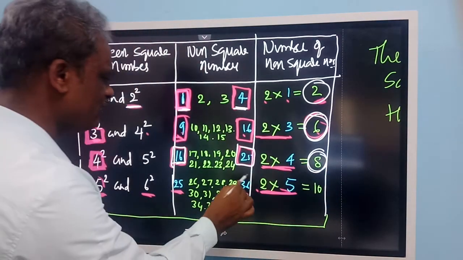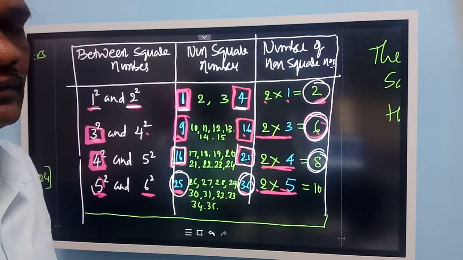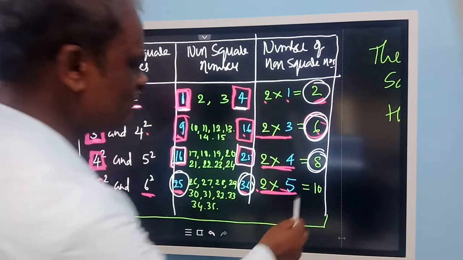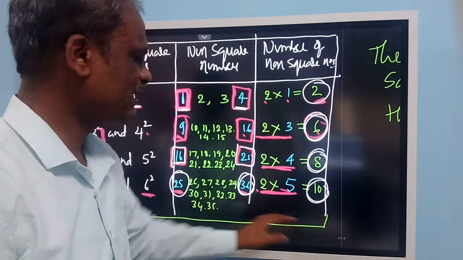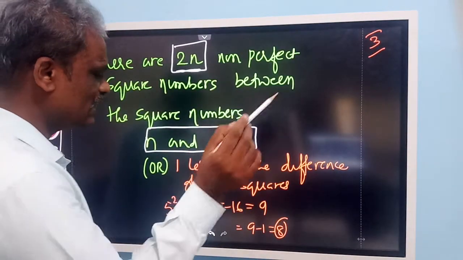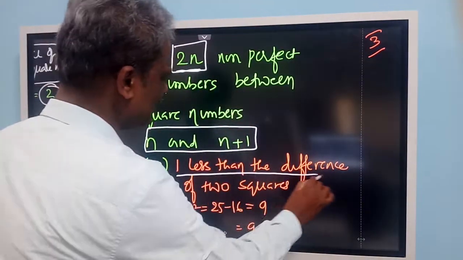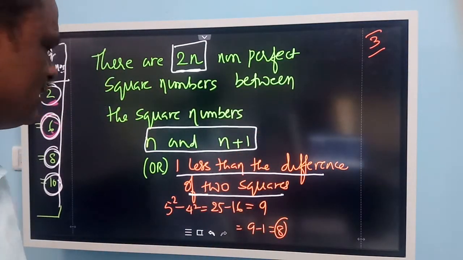Now what is the difference between 36 and 25? 36 minus 25 is 11. 11 minus 1 is 10. So there are 10 non-square numbers. Therefore you can say in another way, the number of non-square numbers is always 1 less than the difference between the two square numbers.